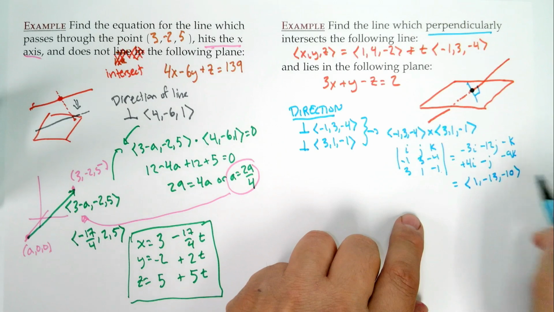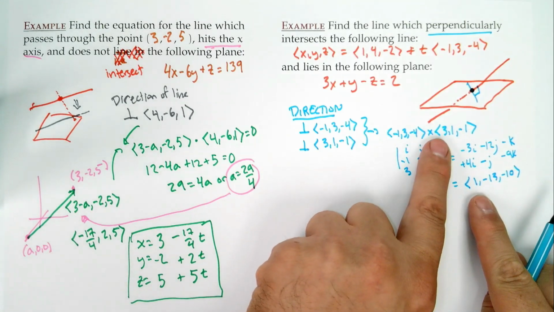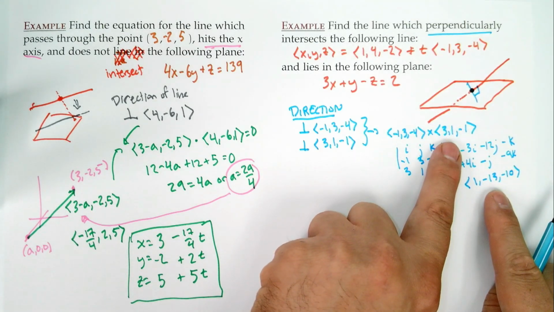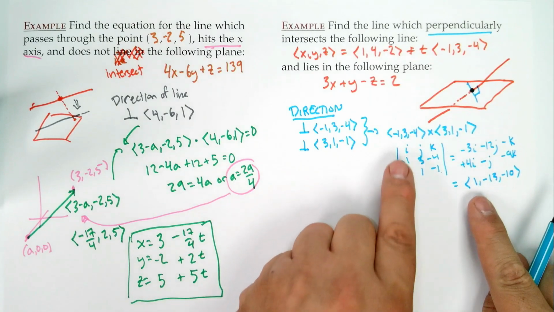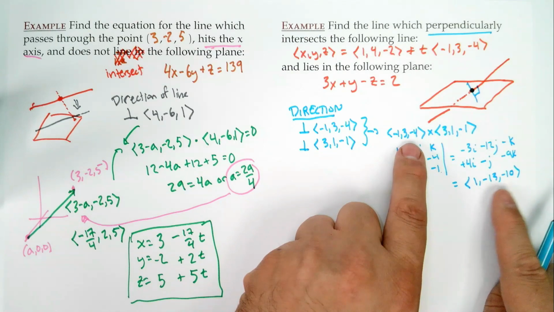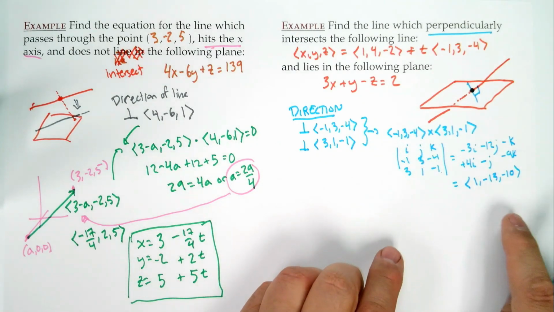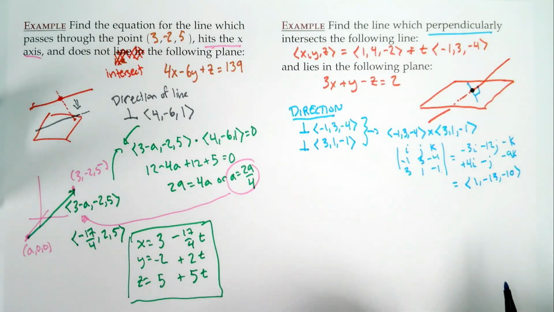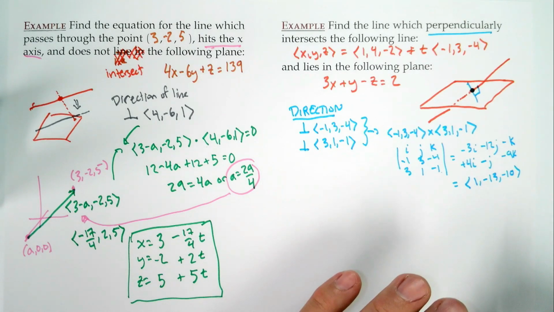Now, of course, we check. 3 minus 13 is negative 10, plus 10, 0. Good. Minus 1 minus 39 is negative 40, plus 40, 0. Good. So there's our direction. Well, that's half the line.